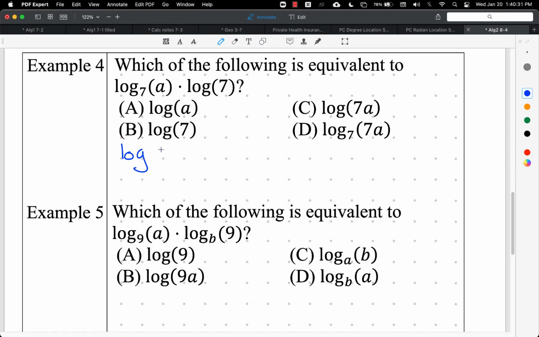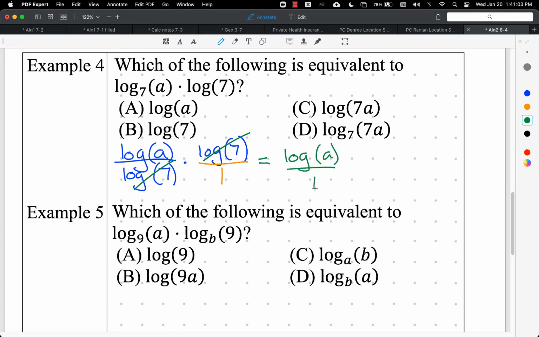Log A over log 7. Good. And I'm going to go ahead and rewrite multiply times log 7. And I'll even do the extra step of saying this divided by 1. I have two fractions multiplied by each other. Do you see something the same that we can cross off, Jade? Log 7. And your final answer, Jade, therefore is log A over 1, or we can just say log of A. There it is. Correct answer, A.